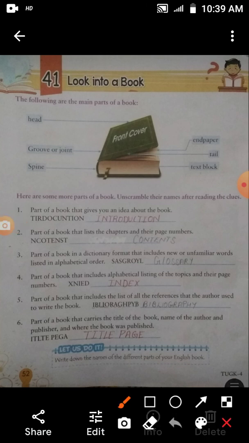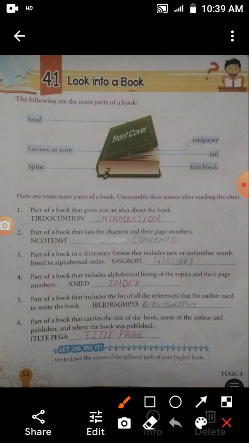Now look at the fourth question. Part of a book that includes an alphabetical listing of topics and their page numbers. I have told you that on the index page we can find the alphabetical listing of topics, where the topics and page numbers are given. That part of the book is called index. So index spelling is INDEX, index.